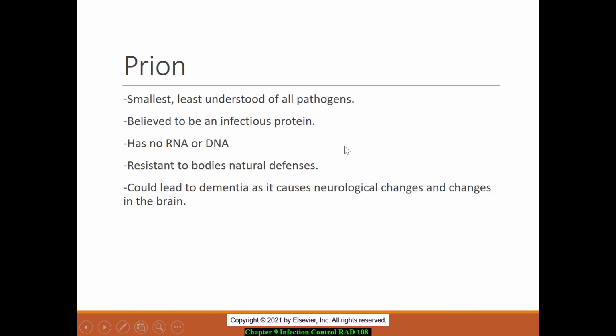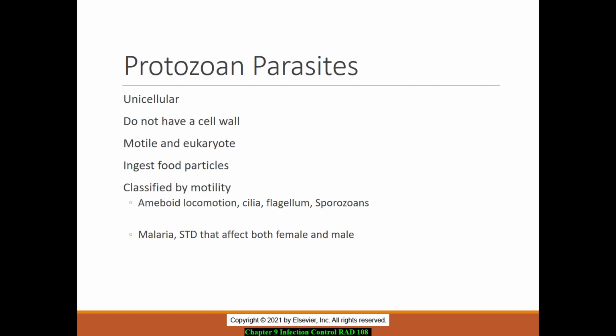The last one we're going to take a look at is prions. These are the smallest and least understood of pathogens. They were discovered in 1983, so they're relatively new. They are an infectious protein. They do not consist of RNA or DNA, and they are resistant to the body's natural defenses. One of the things we've been talking about in class is dementia and Alzheimer's. These tend to be a leading cause of dementia, and they do cause neurological changes in the brain.